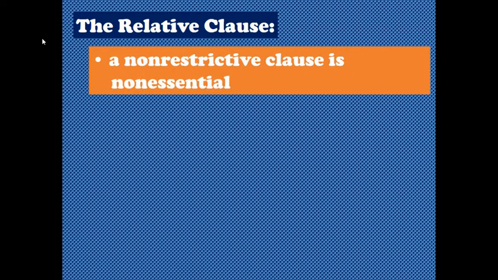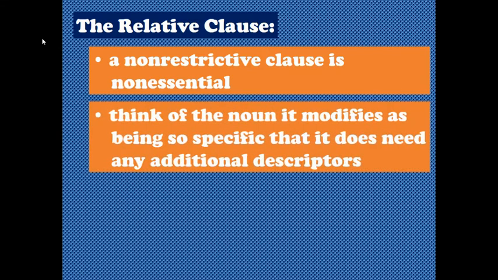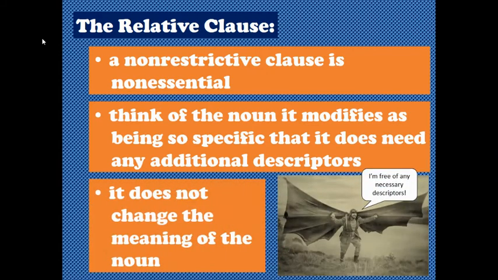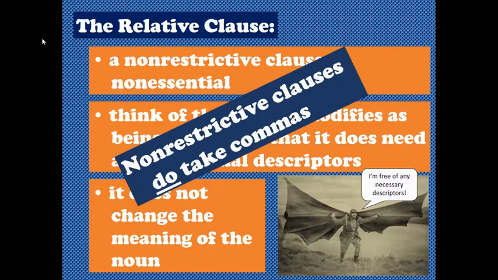Now, underneath there, we have our non-restrictive relative clauses. So they're like saying they're non-essential to the sentence. You don't really need them. And so think of the noun as already pretty specific. It doesn't need any extra descriptors. It doesn't need any extra help. So therefore, adding this relative clause doesn't change the meaning of the noun. He's already doing a pretty good job by himself. So therefore, if I don't need this, it's not essential. And anything that's not essential in the English language, we put commas around because you don't really need it. So non-restrictive or non-essential adjective clauses do take commas.